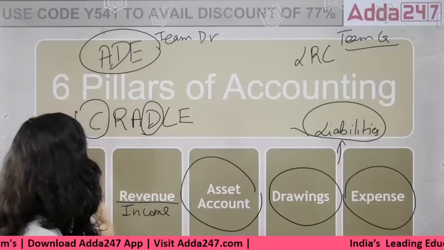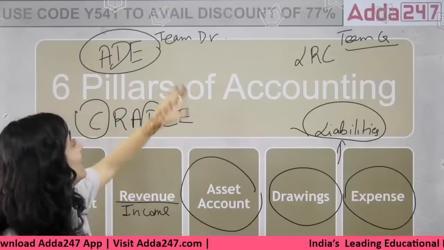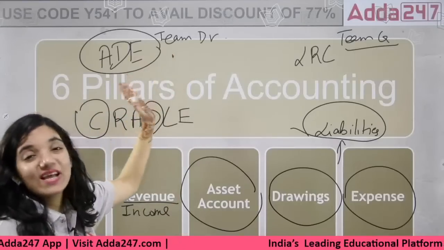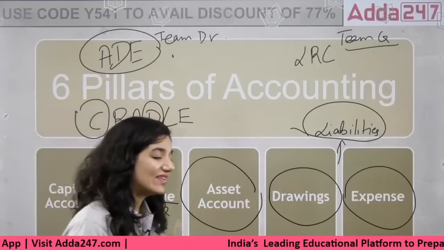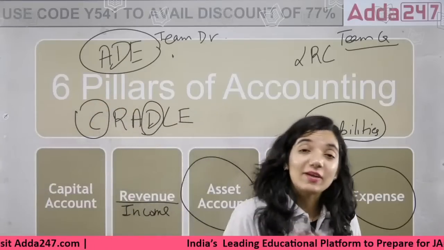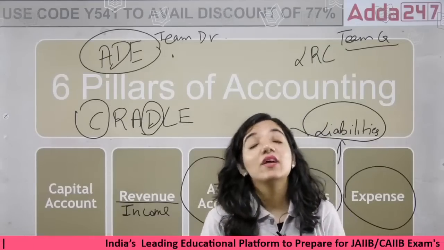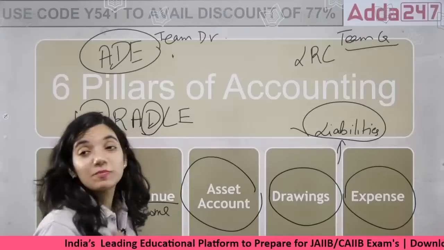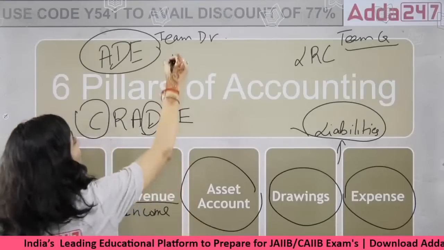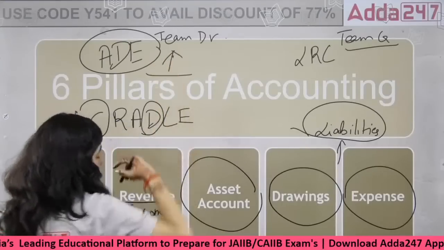Just remember the acronym. Then that is CRADLE: assets, the drawings as well as expenses. All these three things are always on the debit side. That means whenever an asset is increasing, whenever drawings are increasing, whenever we have an expense which is rising, it would be shown on the debit side.